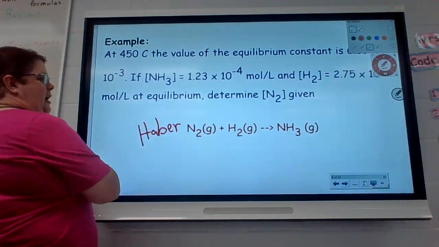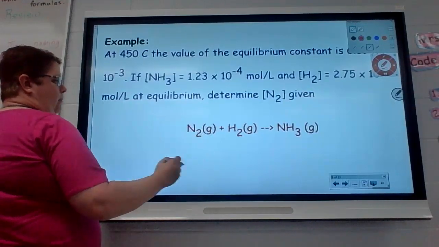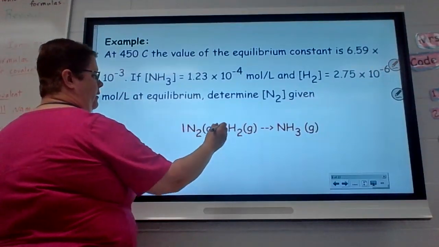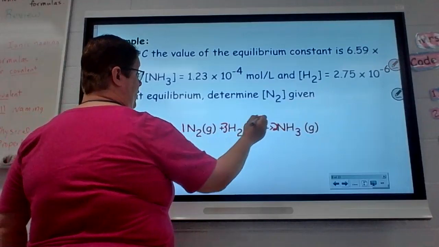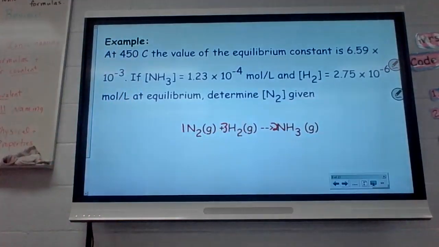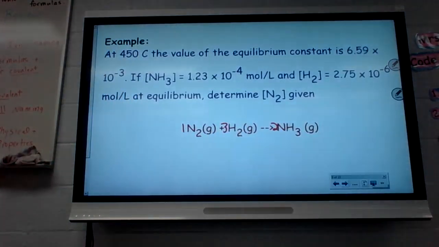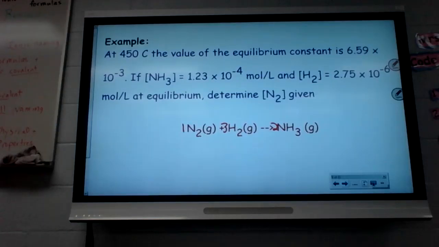Haber. Now, everybody should be able to put a 1, a 3, and a 2 there at this point. At this point in our science, if we cannot balance that equation, don't tell me. I need to believe on exam day that everybody in this room can balance that.